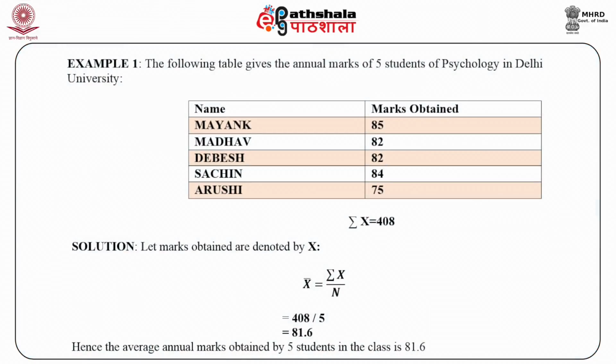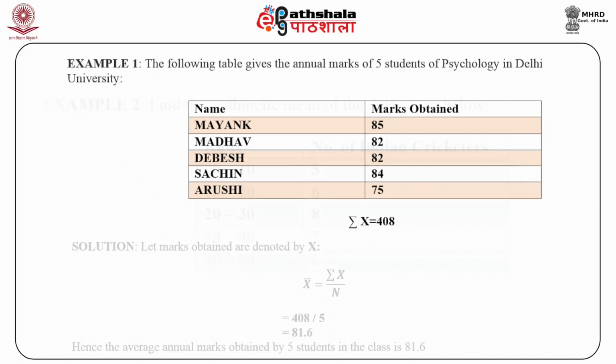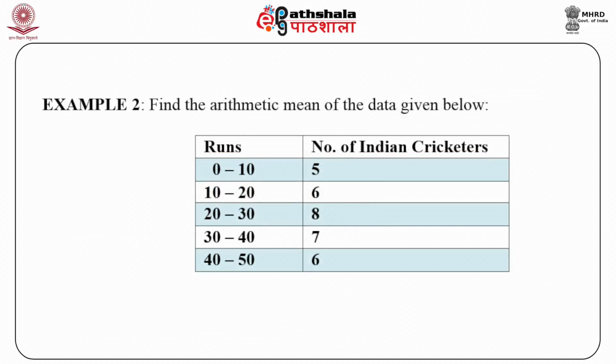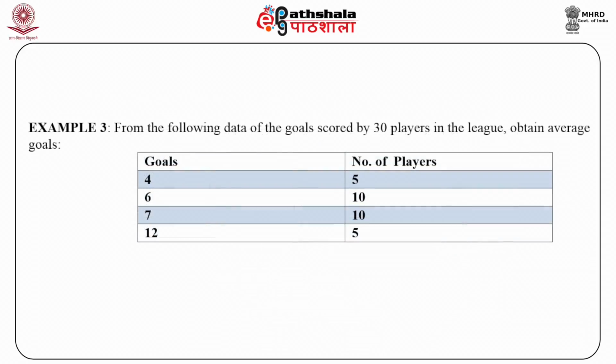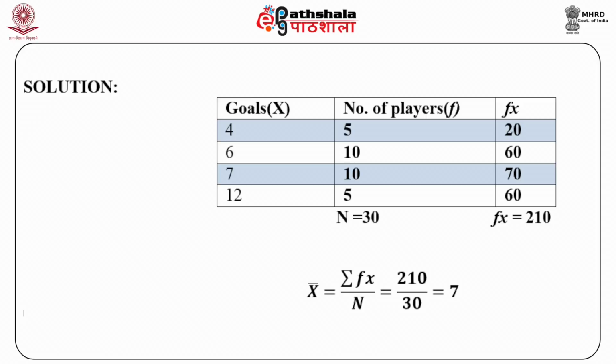Example 1 talks about the calculation of mean for the individual observations. For the continuous series, where the data is grouped, there also the mean can be calculated, and example 2 shows us that. How the mean will be calculated for the discrete series is given in example 3.